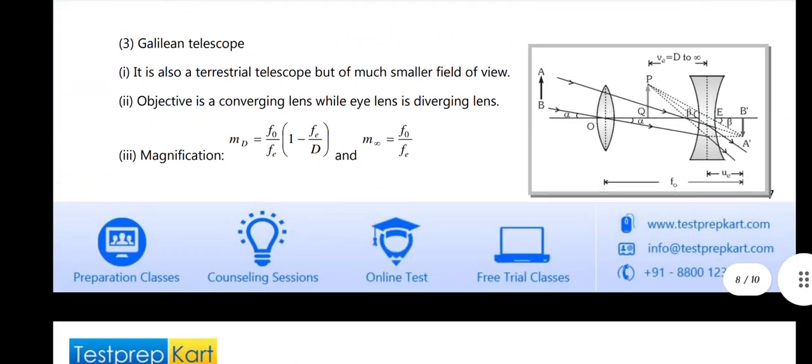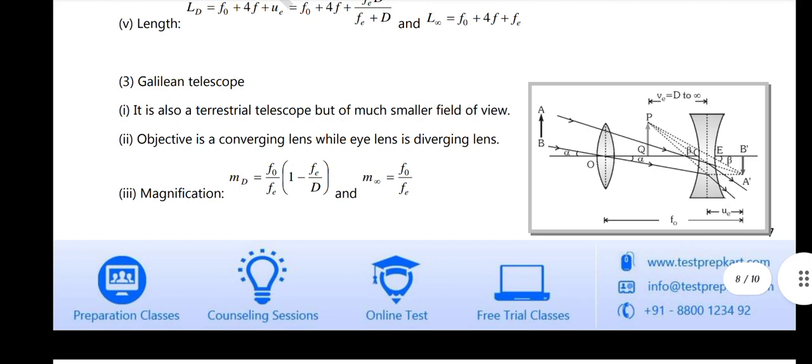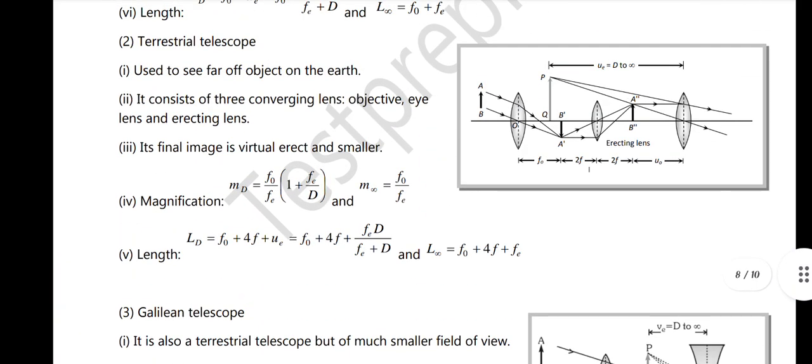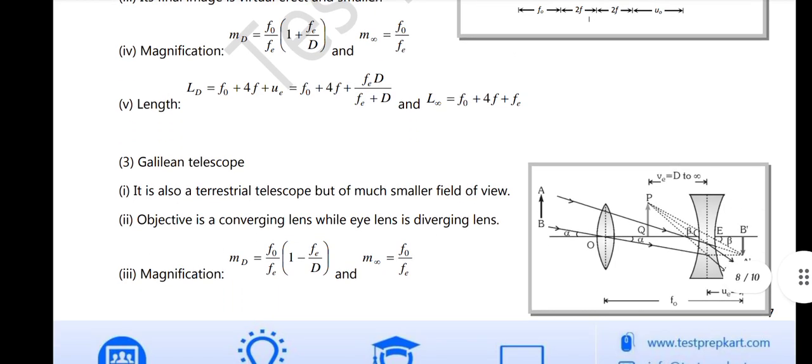Finally, another one is the Galilean telescope. It is also a terrestrial telescope, but of much smaller field of view. In the Galilean telescope we use only two lenses, while the earlier one used three. The objective is a converging lens, while the eye lens is a diverging lens. So one converging lens and one diverging lens are used. Before, all three were converging lenses only.